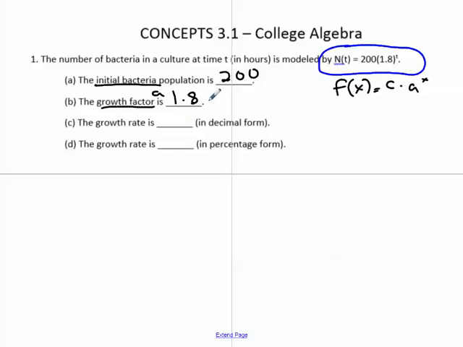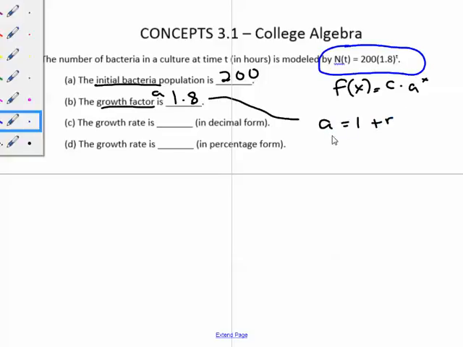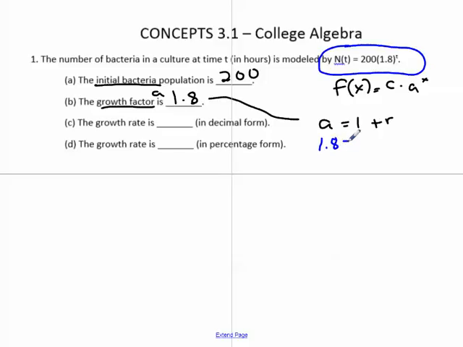Growth rate is related to our growth factor a in the equation a equals 1 plus r. So if I have my a of 1.8 equals 1 plus r, then if I subtract 1 from each side, I get 0.8 equals my r. R equals 0.8. Growth rate r is 0.8 in decimal form. Growth rate in percent form is, instead of 0.8, we multiply by 100% to get an 80% growth rate. And there's our growth rate.